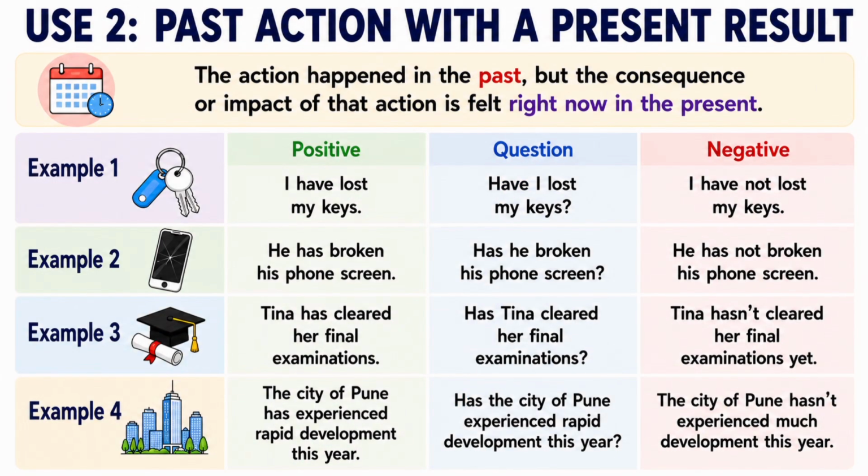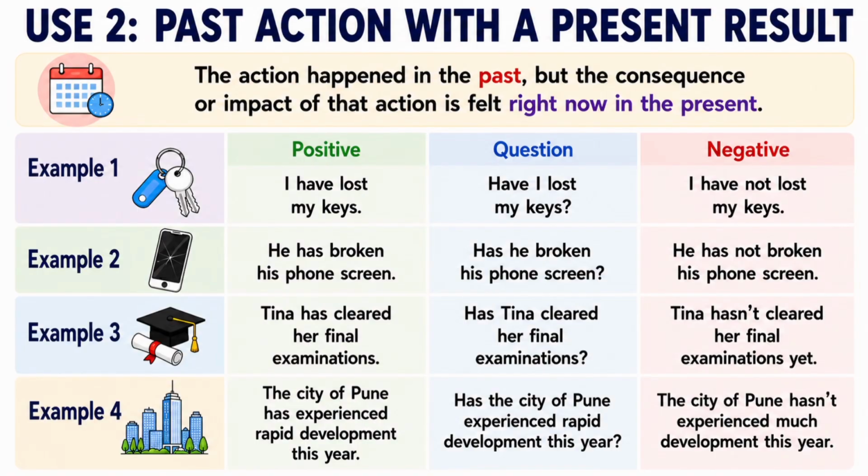Now let's move to the second use. The second use is past action with a present result. The action happened in the past, but its consequence or impact is felt right now in the present. Example 1. Positive, I have lost my keys. Question, have I lost my keys? Negative, I have not lost my keys. The keys were lost in the past, but the result is that I do not have them now.